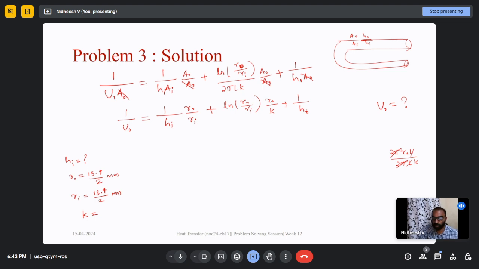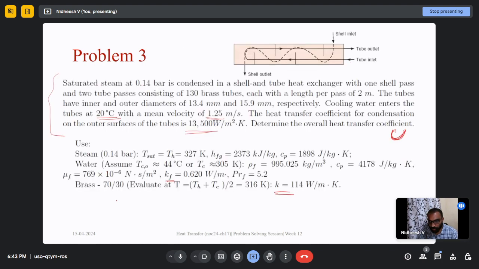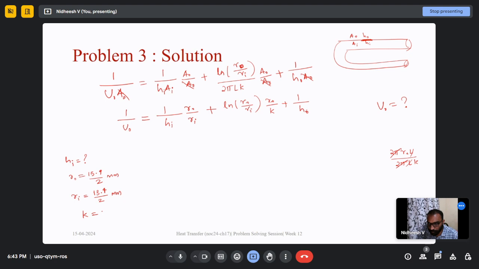It would be K for brass, because this term denotes the thermal resistance of this brass tube. So the corresponding K value is 114 watts per meter Kelvin. And Ho is known to us.